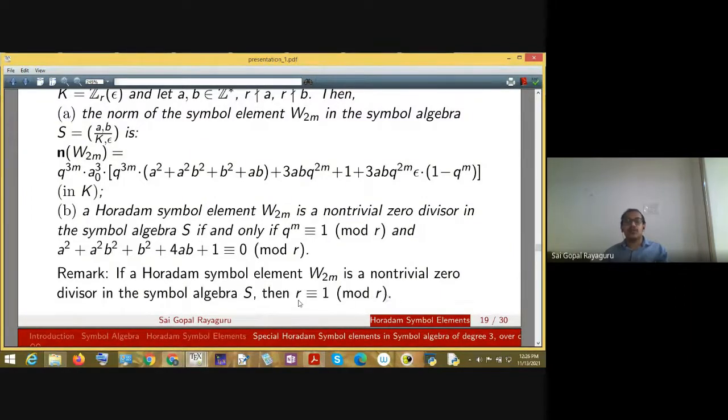Okay, sorry, there is a typing mistake actually. This Q is congruent to 1 mod R.